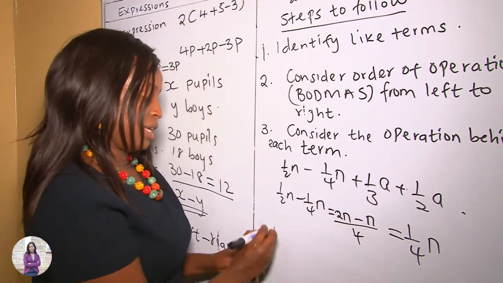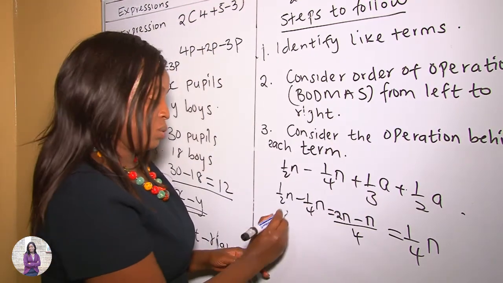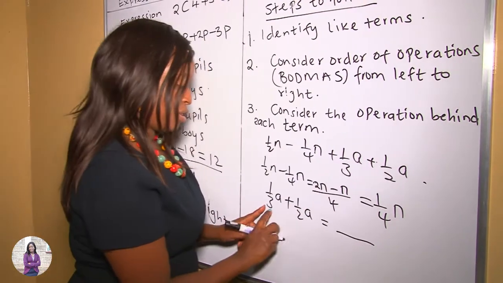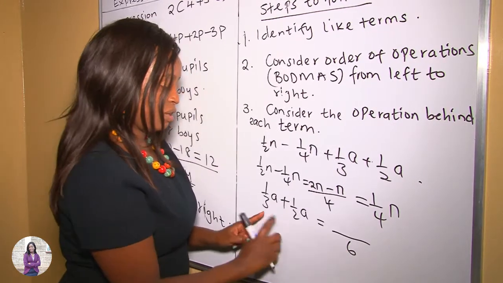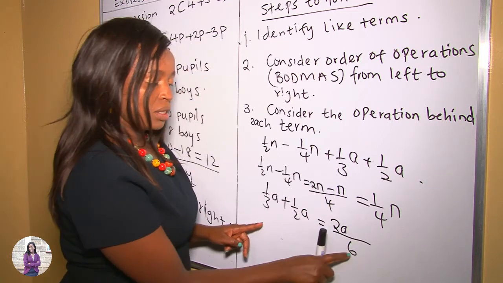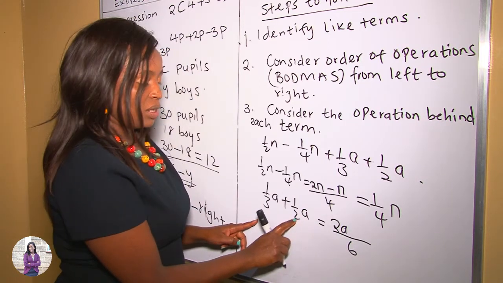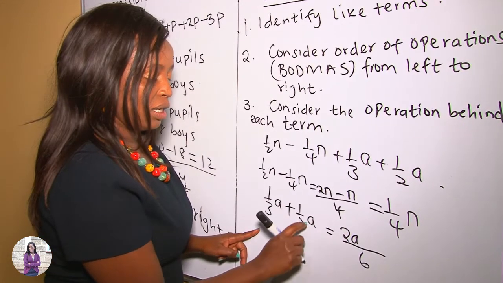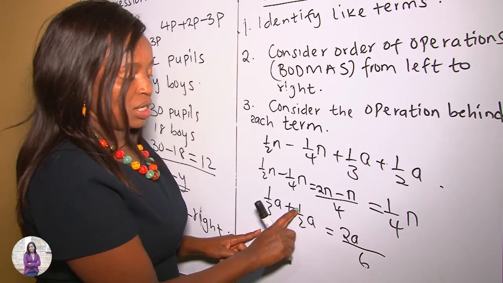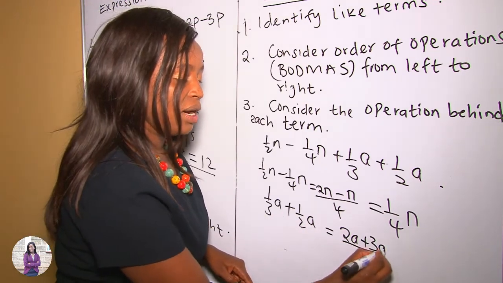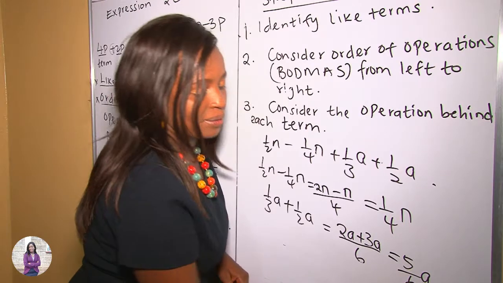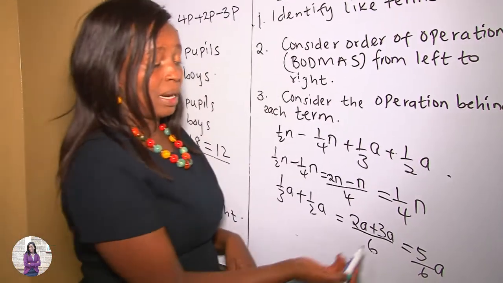So let's put them together. Now they are to be added, which is a third r plus a half r. The LCM of 3 and 2 is 6. 6 divided by 3 is 2, 2 times 1 is 2. And 6 divided by 2 is 3, 3 times 1 is 3. So 2r plus 3r is 5/6 r. Now, as you can see, our answers are positive here.